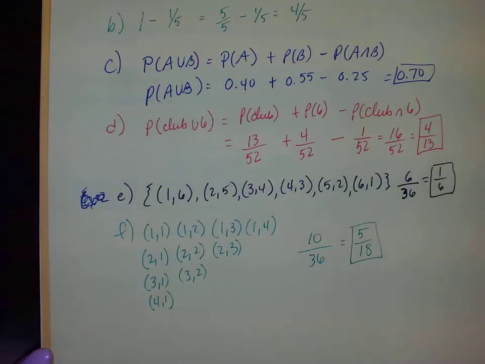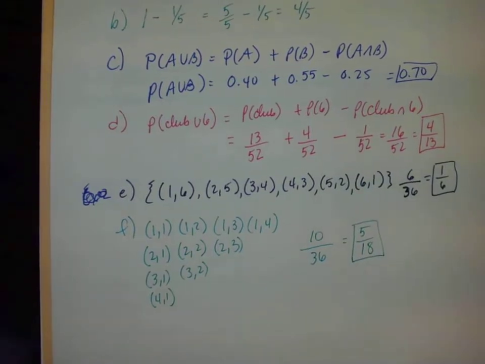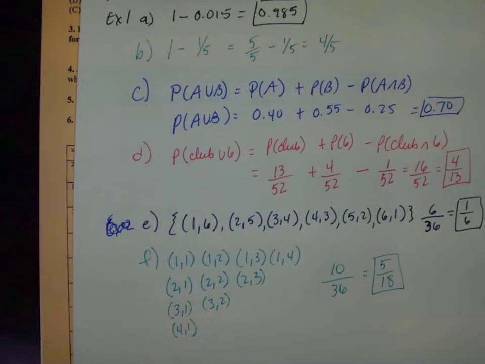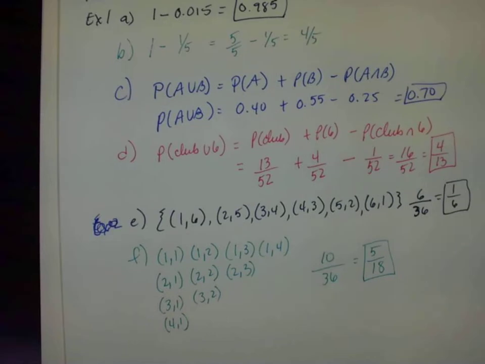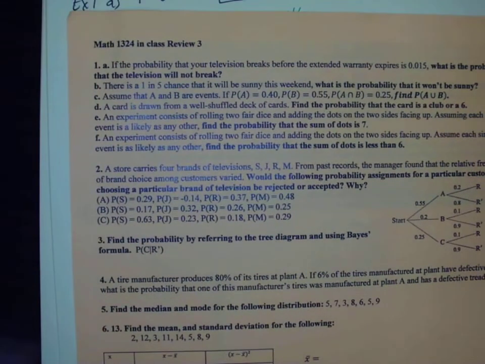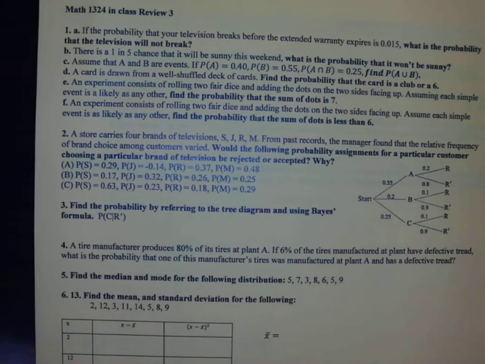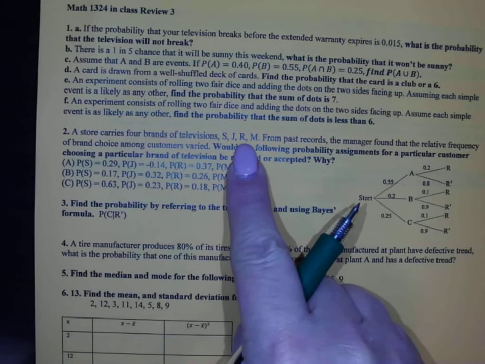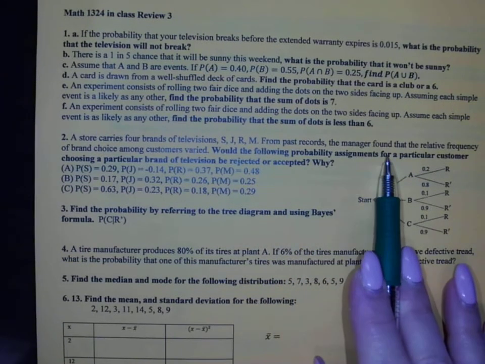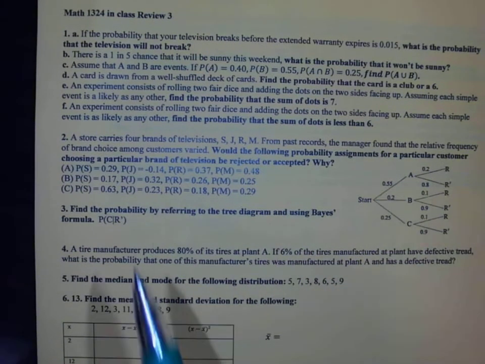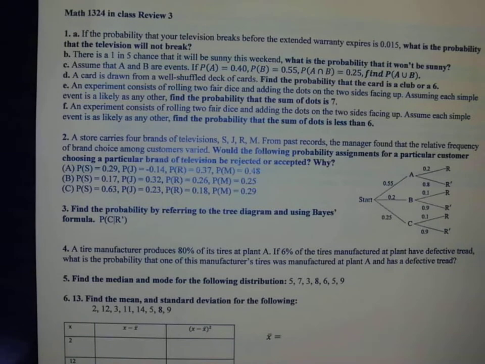Okay, so that is our probability parts. Let's go look at the different types of events that we're looking at. All right, so let's go look at number 2. A store carries 4 brands of televisions, S, J, R, and M. From past records, the manager found that the relative frequency of brand choice among customers varied. Would the following probability assignments for a particular customer choosing a particular brand of television be rejected or accepted, and why?